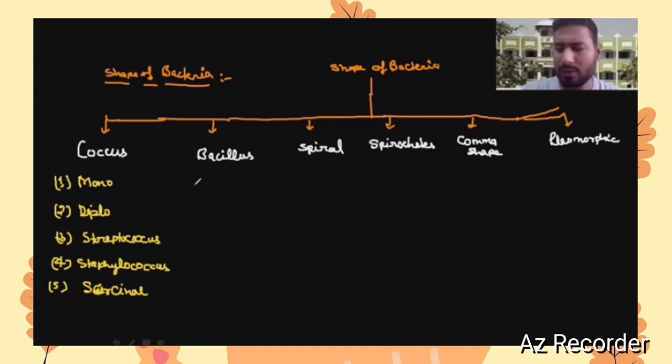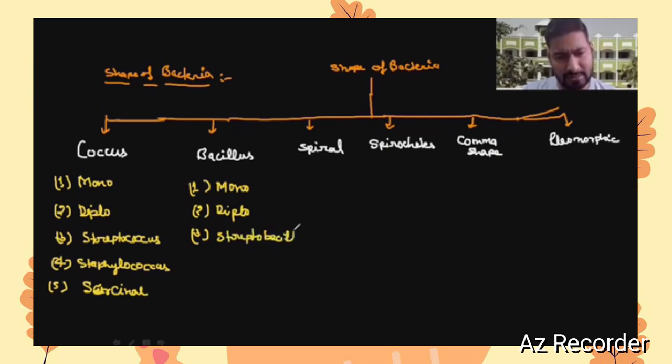Similarly, bacillus is also classified in the same way: monobacilli. Second is the diplobacilli. Third is the streptobacilli, and one more. Fourth is the staphylobacilli. Okay. So you can say they have the monobacilli, diplobacilli, streptobacilli, and staphylobacilli. Spiral shape. This is the shape of bacteria, spirochetes, and comma shape, and pleomorphic. Now this is the shape. Now we are going to explain one by one.